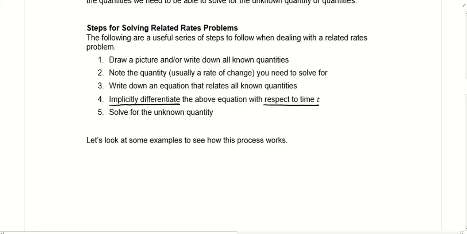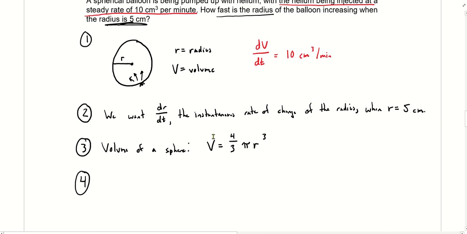So before, when we were implicitly differentiating things like y, we were differentiating with respect to x, meaning that every time we were differentiating anything but x, so every time we were differentiating y, we had to multiply that by y prime, the derivative with respect to x. Here, it's the same sort of thing. I have two variables going on. I have volume and I have the radius.